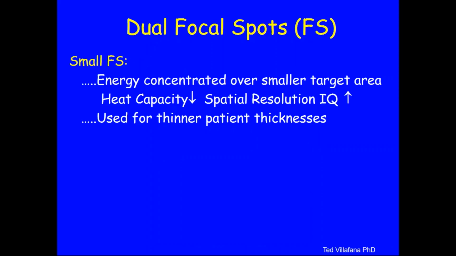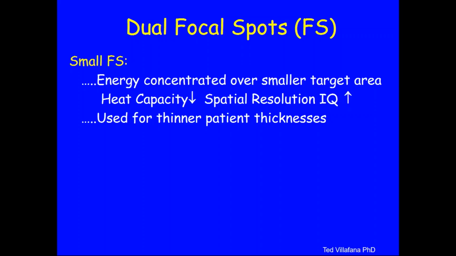Here's another mechanism, and that is we use dual focal spots. Dual focal spots means that every tube has a choice. You can either use a small focal spot or you can use a large focal spot. How does that help us? Well, let's look at the small focal spot first. If you have a small focal spot, that means that you're concentrating the energy over a very small region.